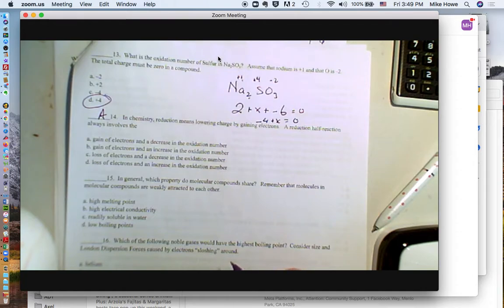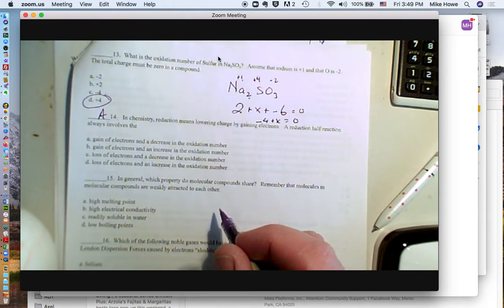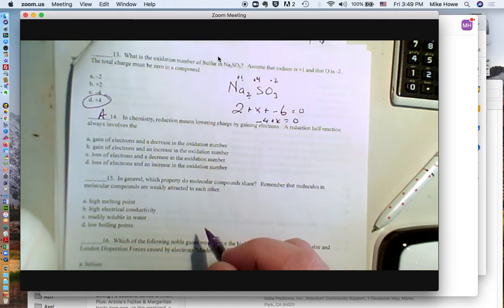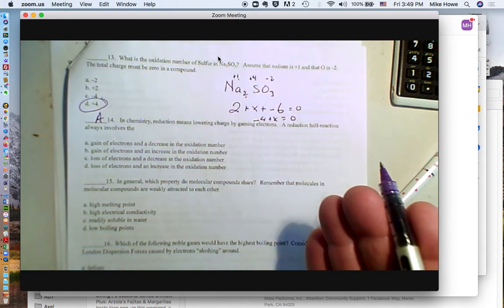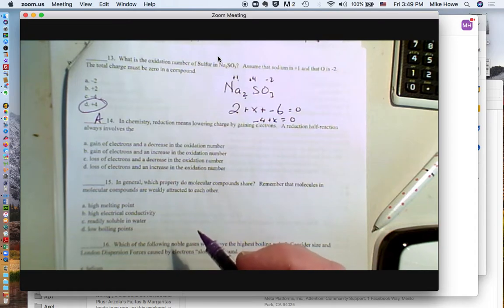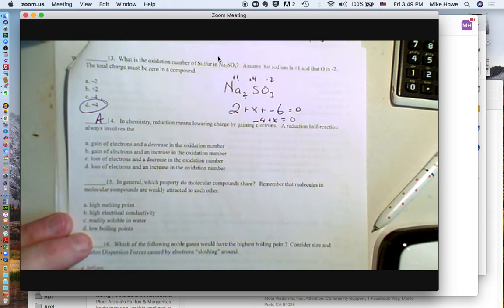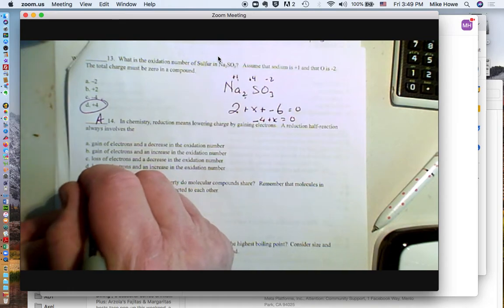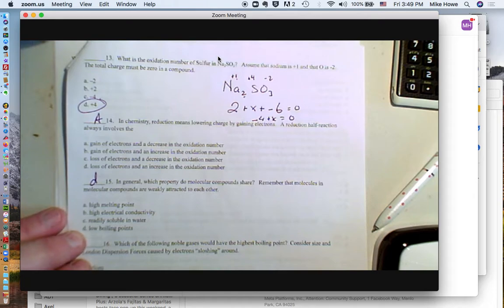Remember that molecules and molecular compounds are weakly attracted to each other. If they're not hanging on to each other very tightly, then it's going to be easy to melt them and easy to separate them. Boiling and melting are separation concepts: if you boil something, you separate the molecules as you move from liquid to gas. If you melt something, you separate things as you go from solid to liquid. So low boiling points would be characteristic of molecular compounds, because the attractions between molecules are all weak.